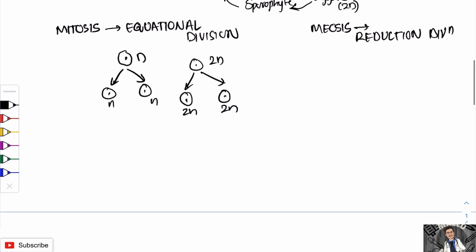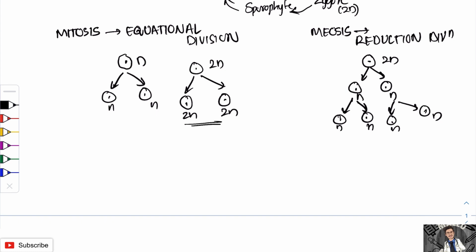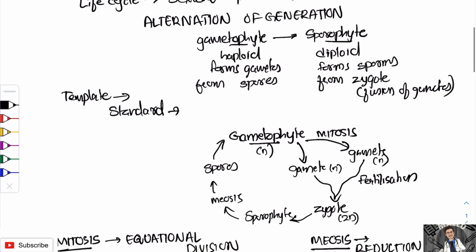But coming to meiosis, it's a reduction division. For example, let's take a diploid spore, then it divides into two haploid, n and n, and then further divides again to form another two products. So through mitosis you have two entities, but at the end of meiosis you have four entities. Have you understood? This is a quick overview about what's mitosis and what's meiosis. You'll learn about this in your subsequent chapters. So with this general introduction, let's move on to the sexual reproduction and the life cycle of algae.